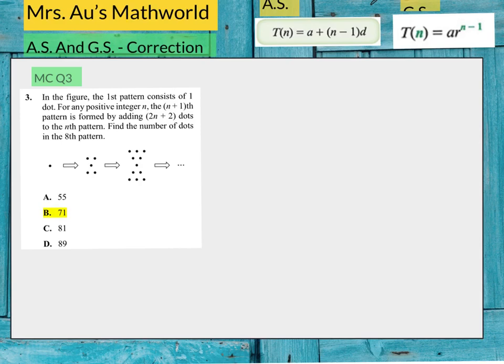Today we are going to discuss two MC questions of homework 10. The first question I want to discuss is MC question 3.